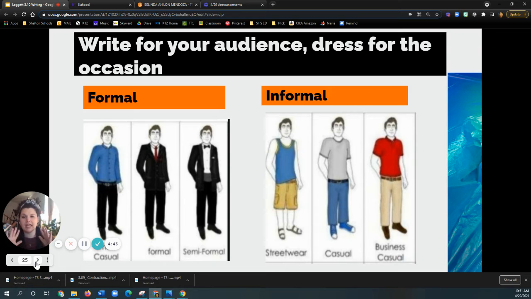I want you to think of it kind of like this. When you write for your audience, it's like dressing for the occasion. There are different looks that you have. There are different styles of formal, and there are different styles of informal too.